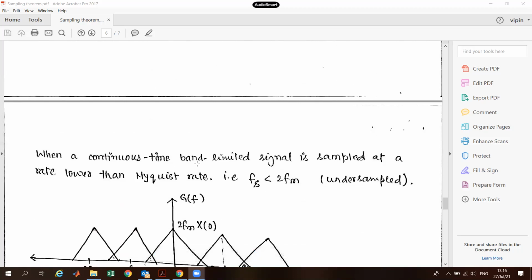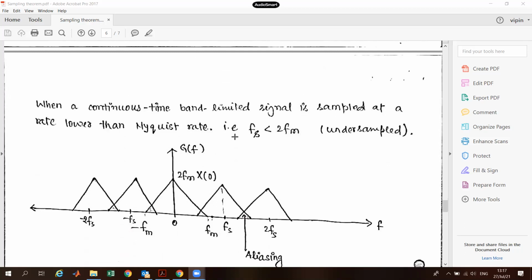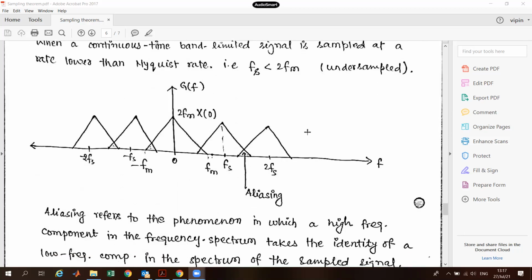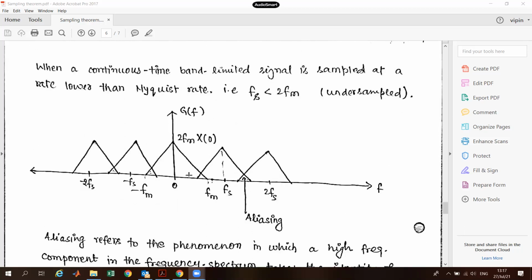When a continuous time band limited signal is sampled at a rate lower than the Nyquist rate, that is fs is less than 2fm, then we call it undersampling or an undersampled signal, and it leads to a problem of aliasing. So what is aliasing here? If you see this signal, suppose I start with this signal ending here, but before this starts, the signal ends here, or the plot ends here, another plot starts from this side. So this portion is repeated again.